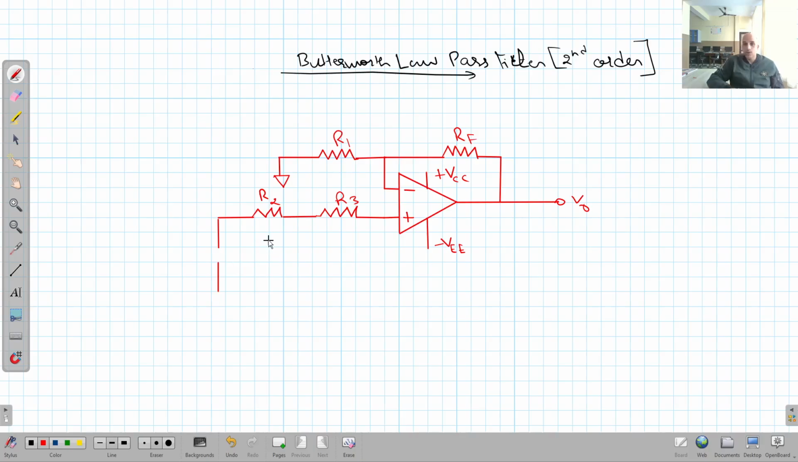Clear? Now we will also connect two capacitors. This is for the first section, and this is for the second section. We have two sections, right? This filter is connected with the output, right, through this capacitor, right?